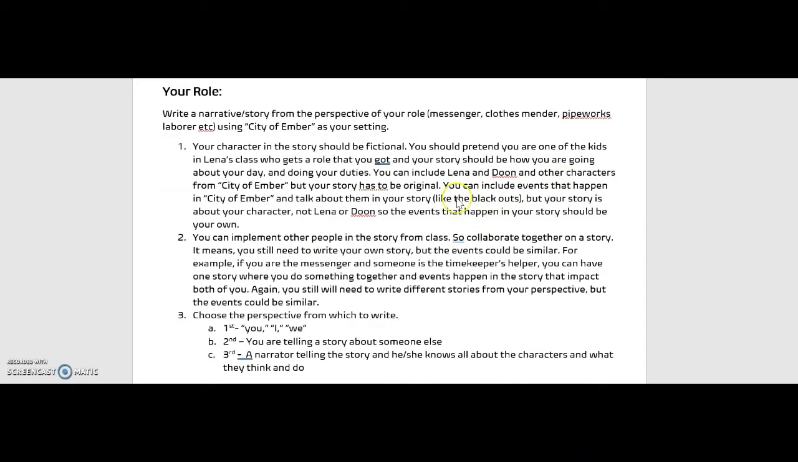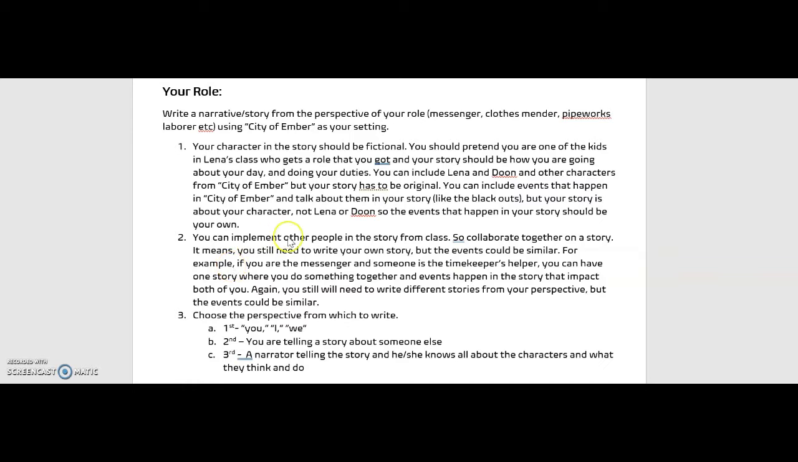Okay, so you're going to find this document attached to your assignment today, and it's basically your narrative assignment. You can include the events that happen in the city of Ember and talk about them in your story, like the blackouts and things that actually happen in the city of Ember. But your story is about your own character, not Luna's routines. So the events that happen in the story should be your own. Okay? So you're creating a completely different story that fits on the larger story of the city of Ember.